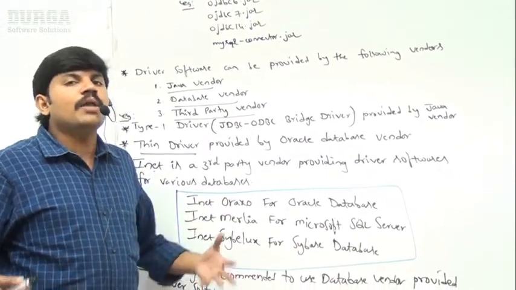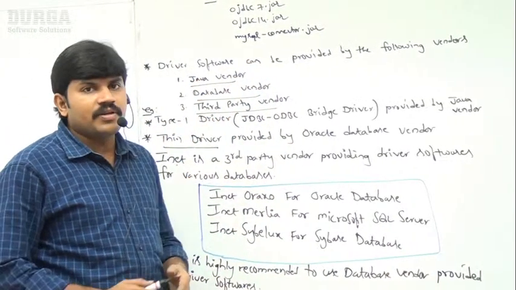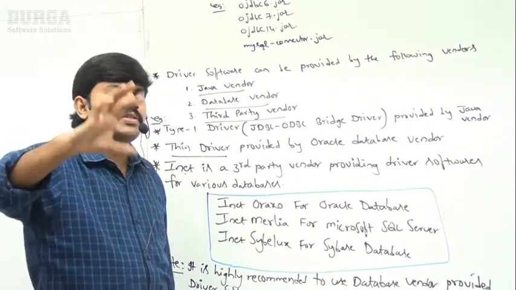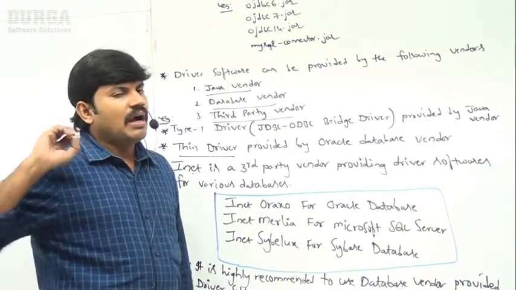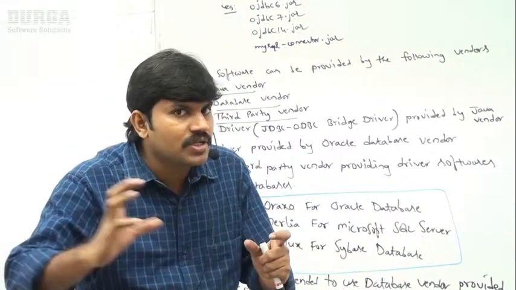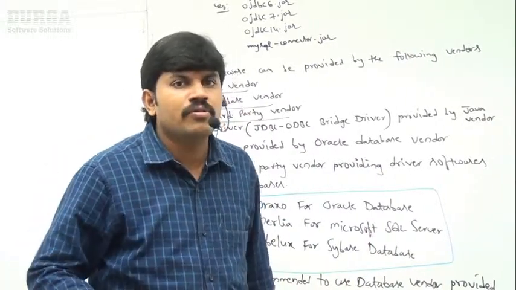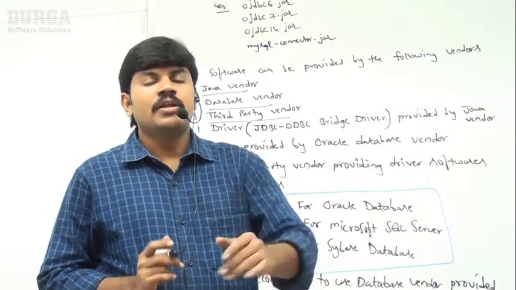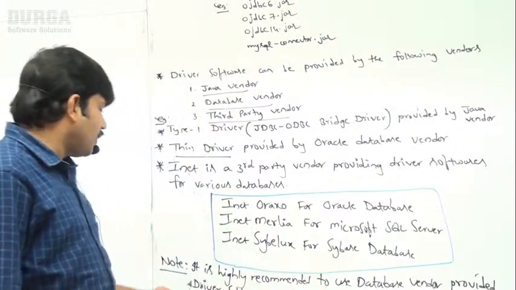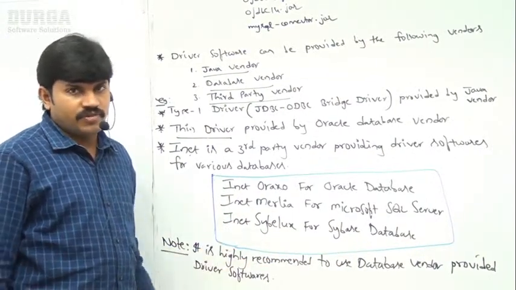So, how many are providing driver softwares, right? Multiple: Java vendor, database vendor, and third party vendor. But among all, which vendor provided driver softwares are recommended to use? Remember that it is highly recommended to use database vendor provided driver softwares. More compatibility with the database will be there, sir. So if the database vendor is unable to provide, then only we need to think about third party vendor. Note I specified: it is highly recommended to use database vendor provided driver softwares. Clear for all of you?